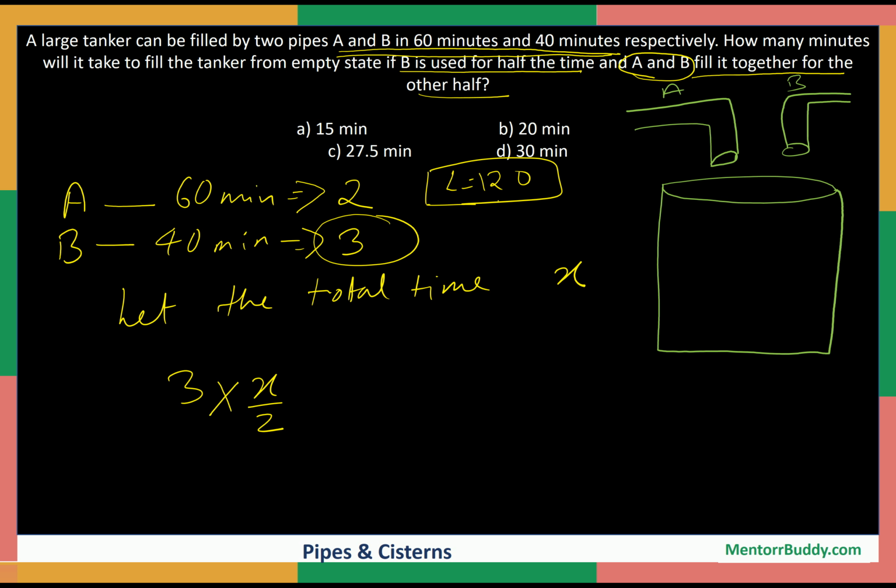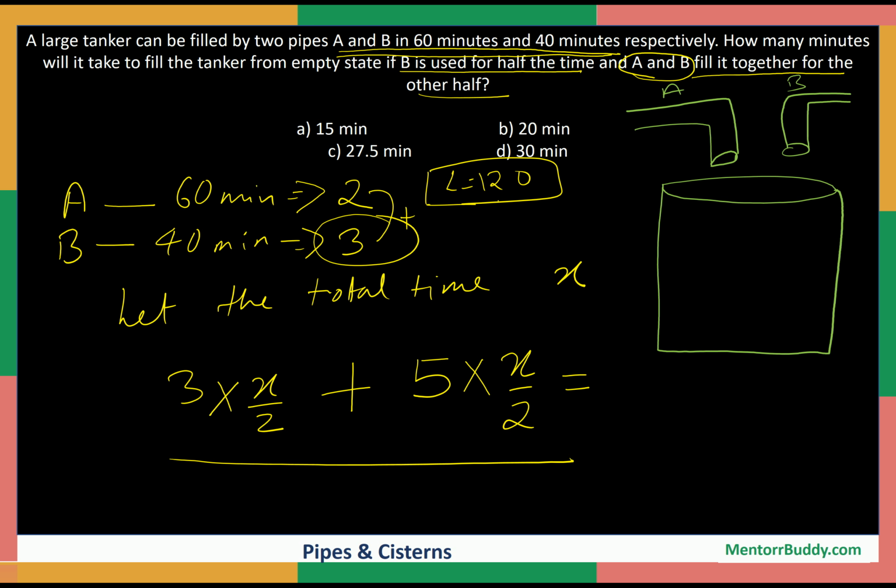Similarly for the other half, A and B together are working. So the efficiency of A and B together is 3 plus 2, that is equal to 5. So with efficiency 5, for the other half time, that is x by 2, they have worked. So how much work have both pipes A and B done together? That is 5 multiplied by x by 2. And this work, done by pipe B alone for half the time and by both the pipes for half the time, should be equal to, if they have filled the tank, 120. Clear?